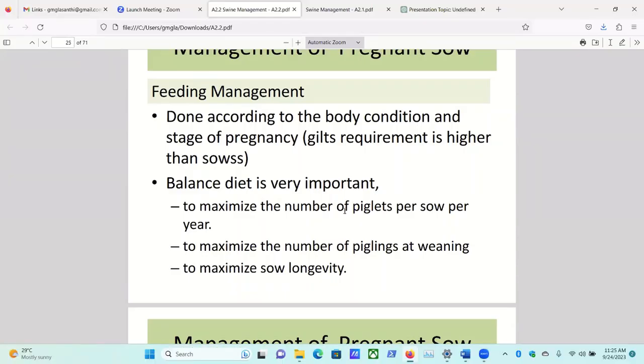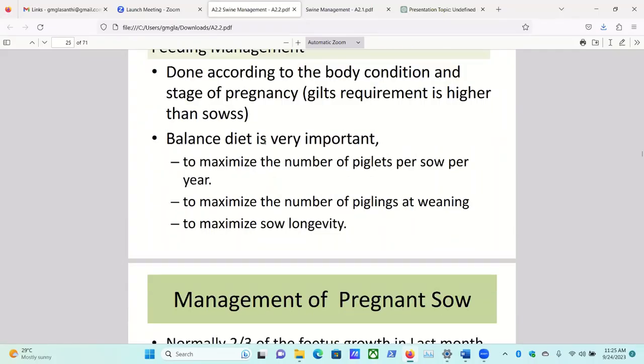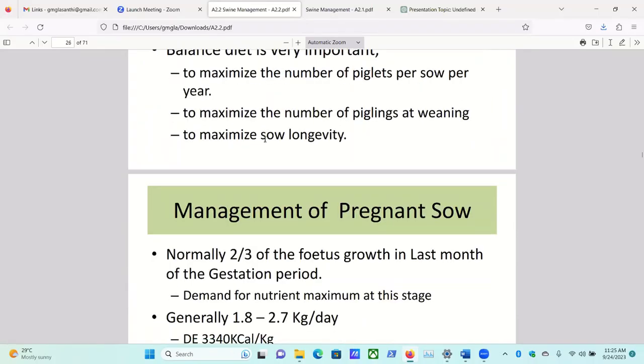Normally feeding management should be done according to the body condition and the stage of pregnancy. So a balanced diet is very important. Up until now, you know how important a balanced diet is. The whole profit of the farm is going to depend on this.